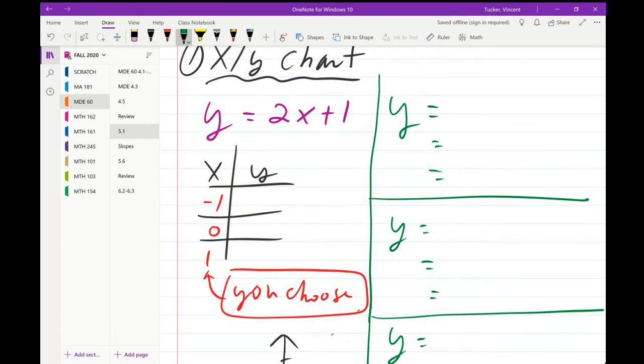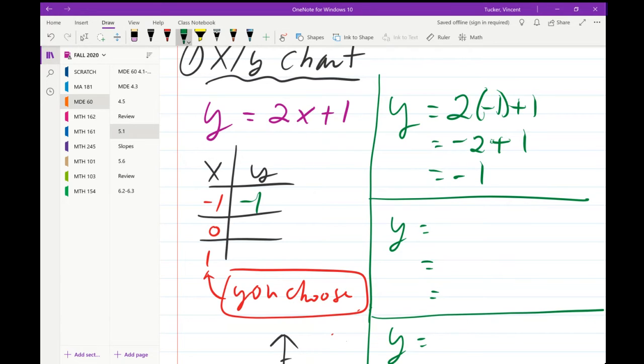So you take your x value, plug it into the equation, find the corresponding y value. So if I took -1, plug it into this equation, that would be y equals 2 times -1 plus 1. So it's -2 plus 1, and that'll be -1.